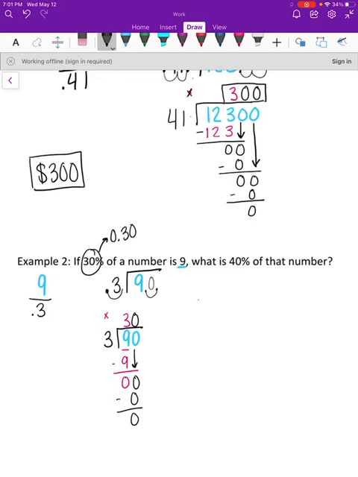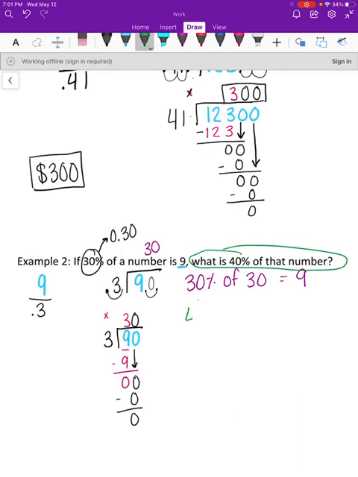So 30% of a number, that number is 30. 30% of 30 is 9. So I'm just going to write that. 30% of 30 equals 9. But now we need to answer the second part of that. What is 40% of that number? So we're going to say, okay, what is 40% of 30?